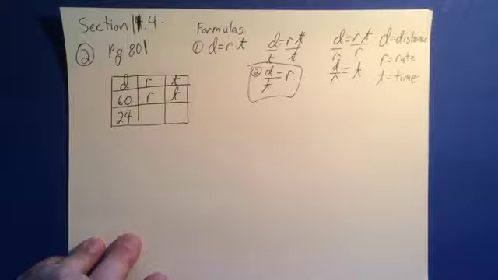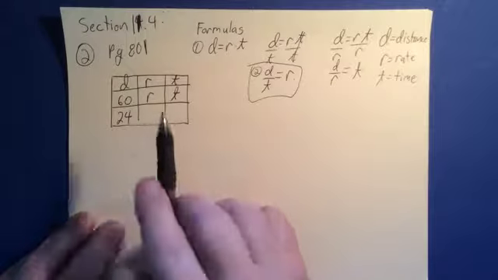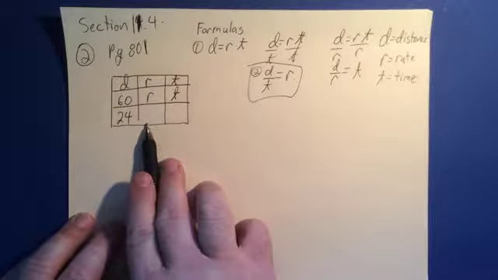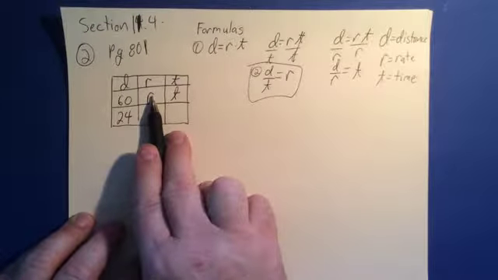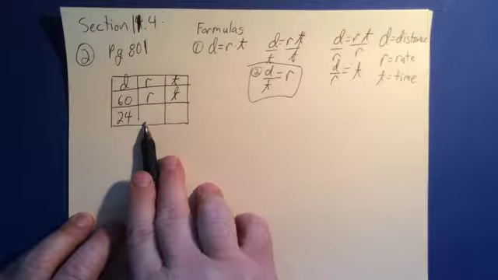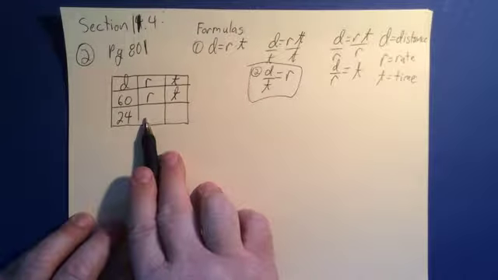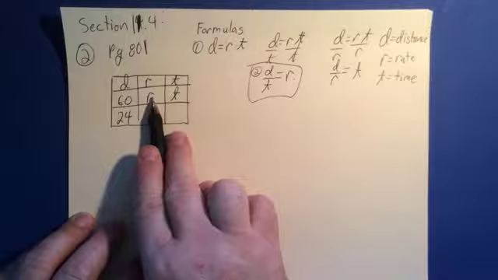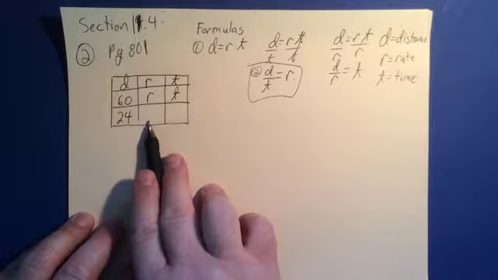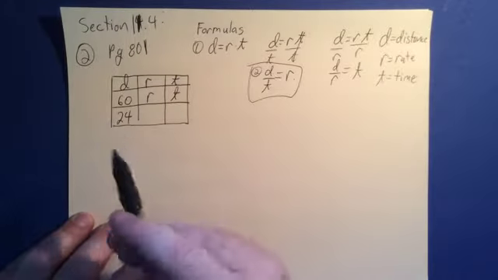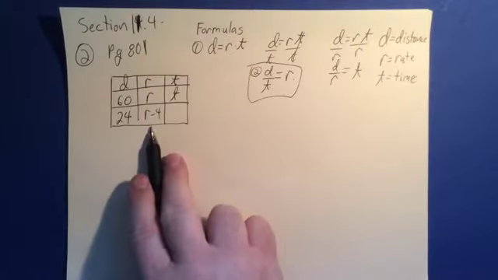It says that in the second part of the trip the speed is 4 kilometers per hour slower. As we discussed in class yesterday, if this is 10, this is going to be 6. If this is 20, this is going to be 16. If this is 50, this will be 46. So I would take 10 minus 4 to get 6, 20 minus 4 to get 16, 50 minus 4 to get 46. So I'm going to take r minus 4 to get the rate of speed in here.